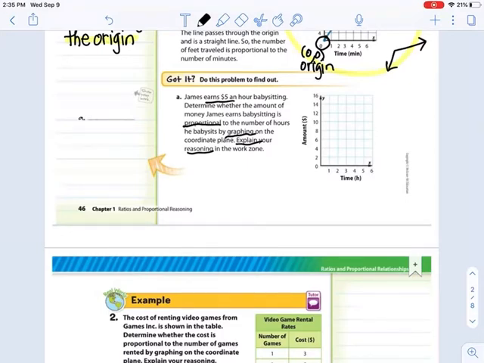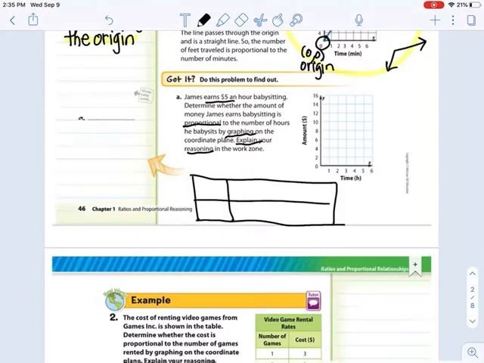Actually, I'm going to make a table because sometimes it is helpful to make a table. And so I'm going to put the money, and then this is going to be hours. Okay, so if James doesn't babysit at all, he's going to earn $0. And if he babysits for 1 hour, he'll get $5. For 2 hours, he'll get $10. And for 3 hours, he'll get $15.